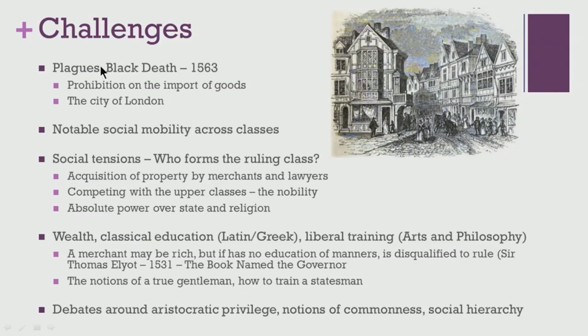And it is also highlighted during the Elizabethan times that a merchant may be rich, but if he has no education of manners, he is disqualified to rule. This also rules out the possibility of anyone with a lot of wealth, anyone with a lot of resources, coming into power only because he has wealth and no other kinds of virtue. And this is the time when we also notice a lot of debate around aristocratic privilege, the notions of commonness, how social hierarchy can be ordered or reordered, and so on.